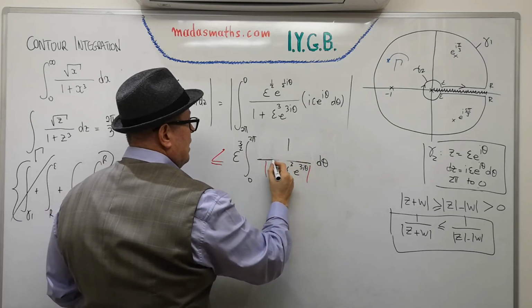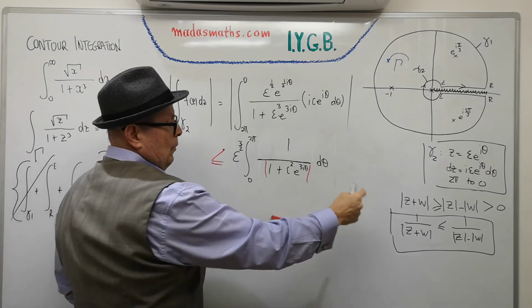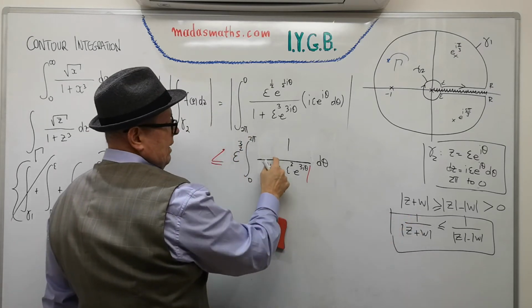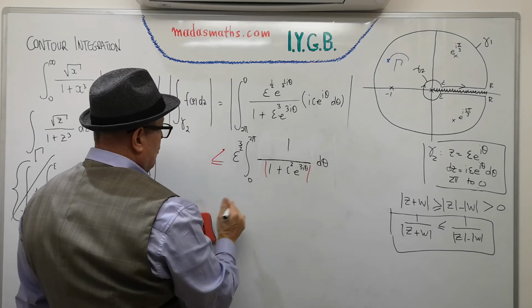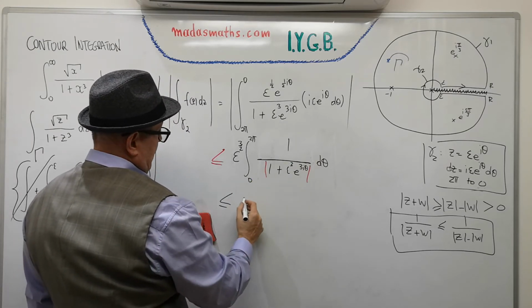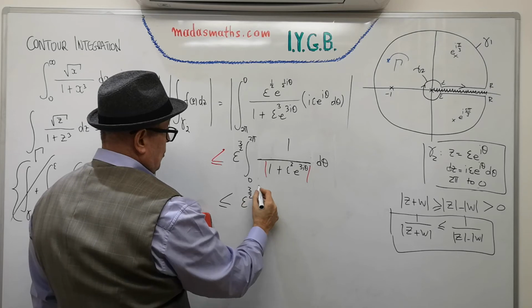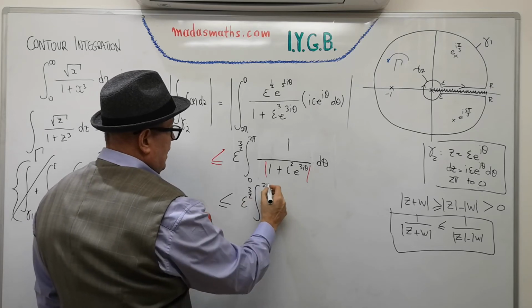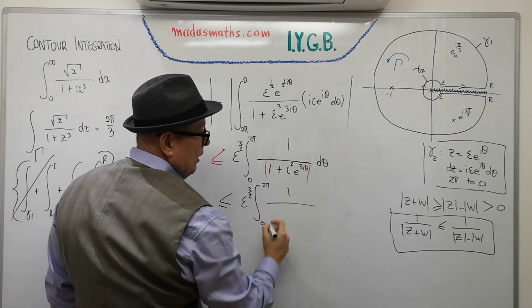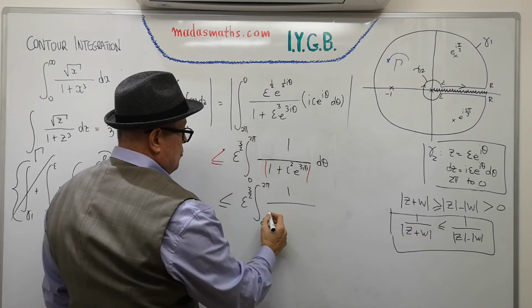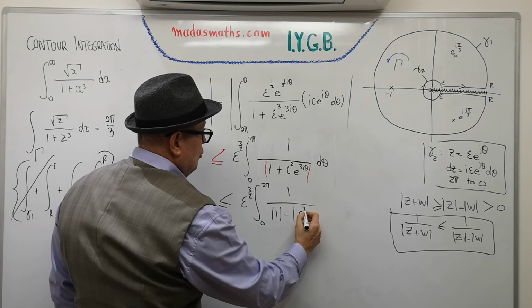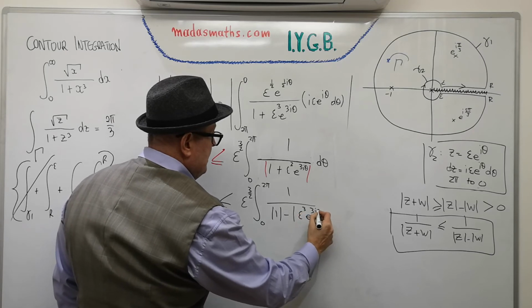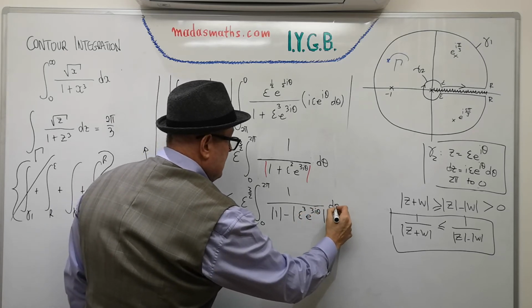So this is that. Okay, so now we have the triangle inequality, 1 over the modulus of z plus w is less or equal. So let's write it here: epsilon to the 3 over 2, integral 0 to 2 pi, is less or equal to 1 over the mod of z minus the mod of w, that is, the mod of 1 minus the mod of epsilon cubed e to the 3I theta, mod d theta.